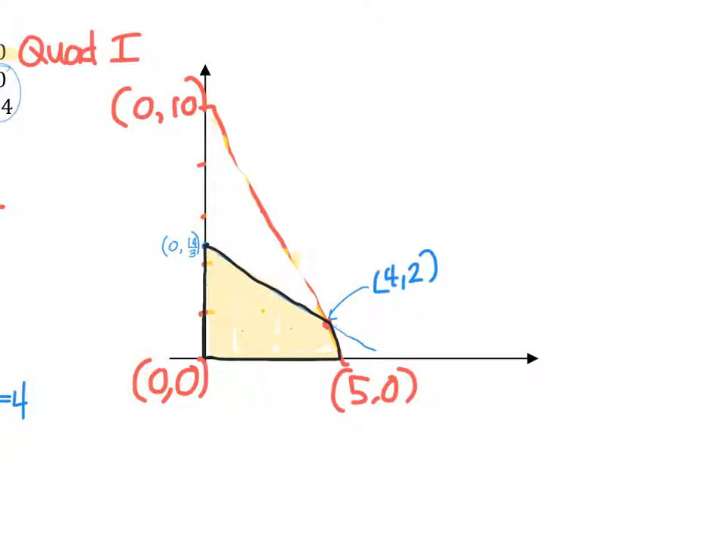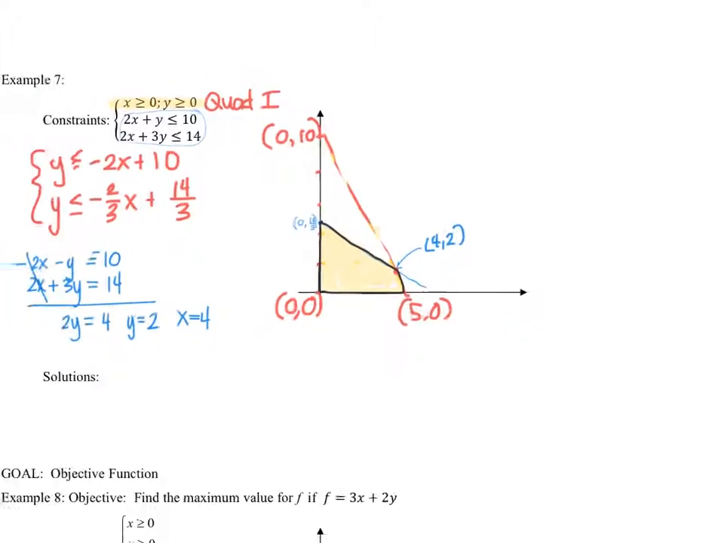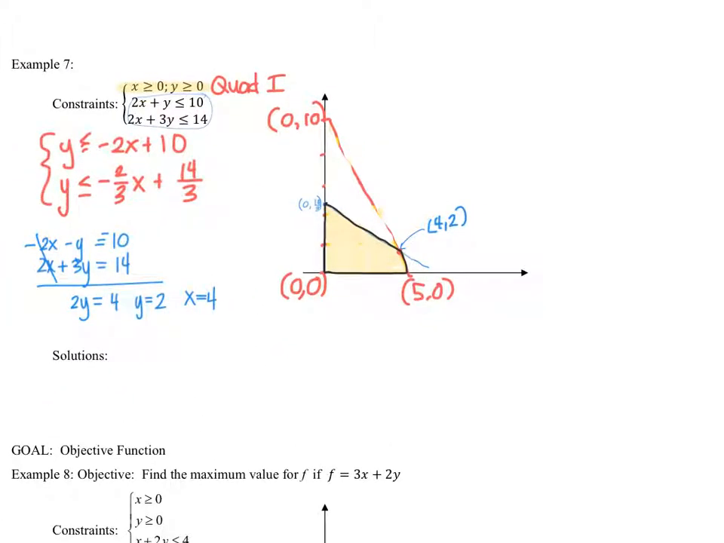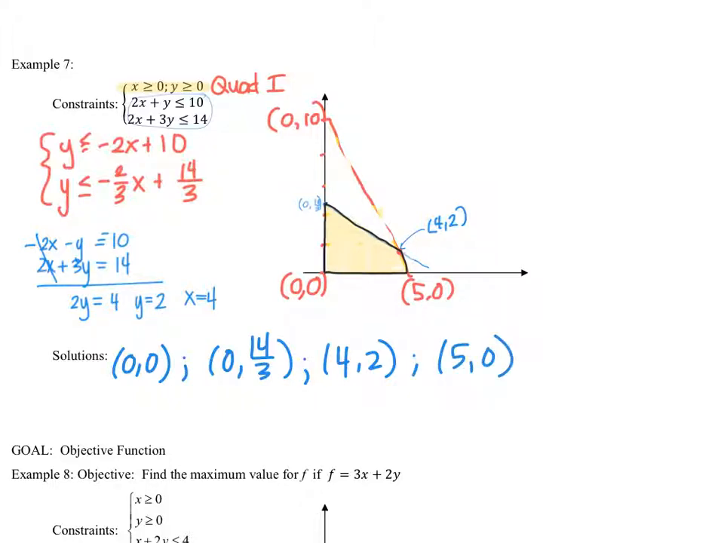And remember, there were 4 equations. So there's 4 sides and there's 4 corners. So the solutions are all 4 of those corners. Where you see I have a line for you to write solutions, there are 4 of them. The solutions are (0, 0), (0, 14/3), (4, 2), and (5, 0). So there are 4 solutions to this altogether, matching the graph that has 4 sides.